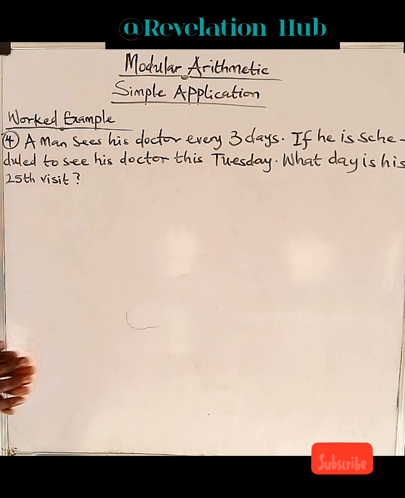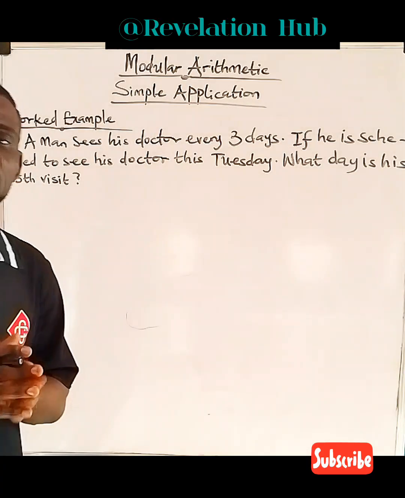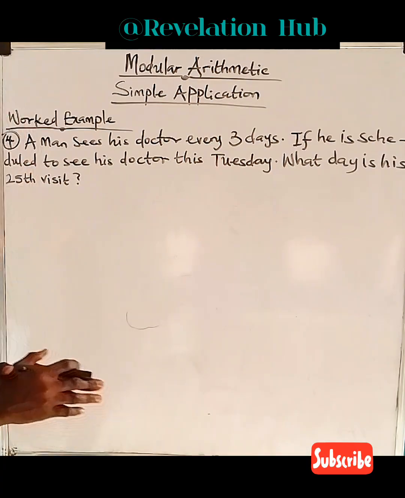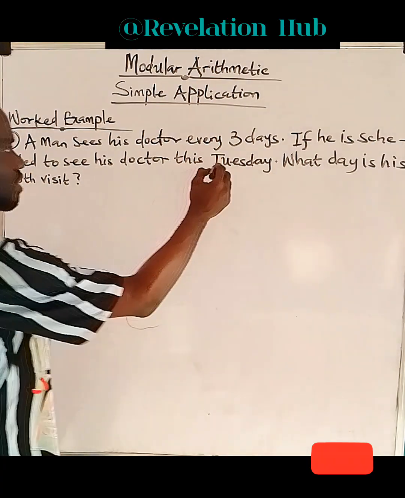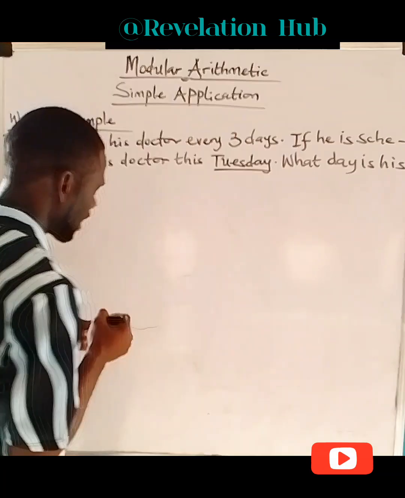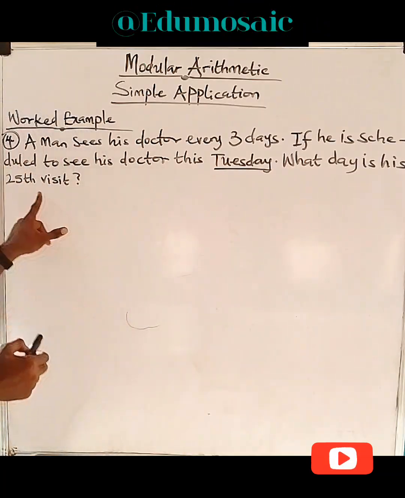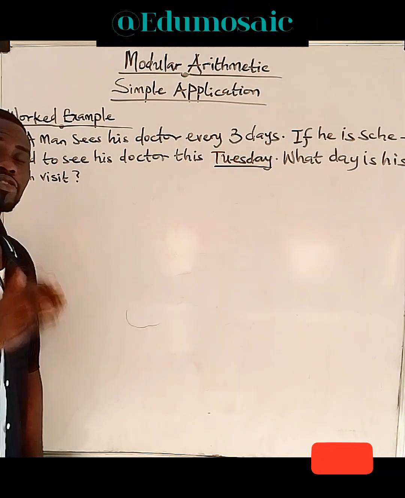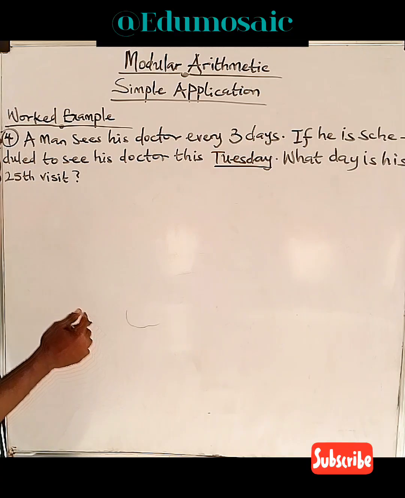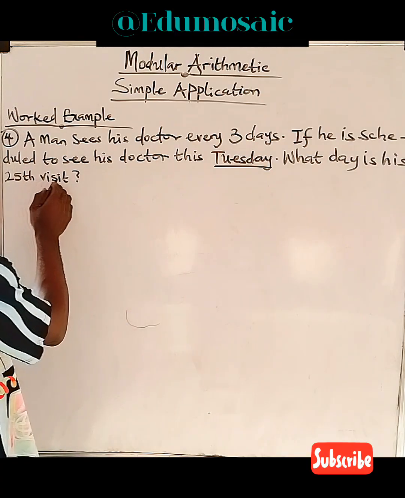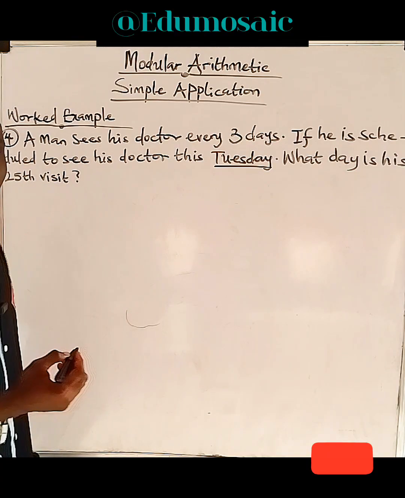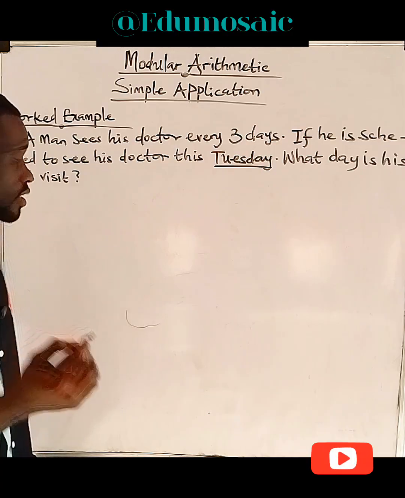Now this question is very simple. If a man sees his doctor every 3 days, and let's say he's going to start the visit this Tuesday, what day would be his 25th visit? So we're going to try out a smaller number of visits. Since we're asked to solve for the 25th visit, let's assume that we're solving for the third visit. Let's see what it looks like.